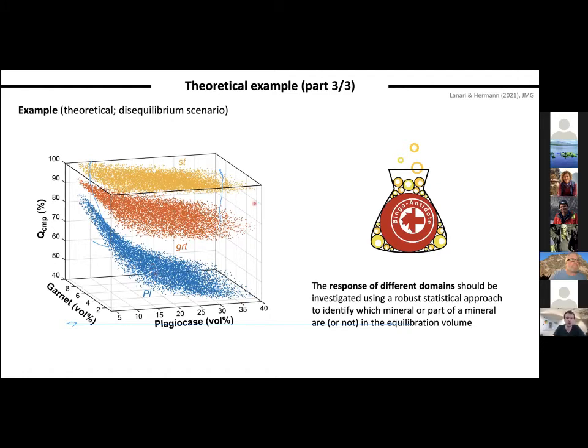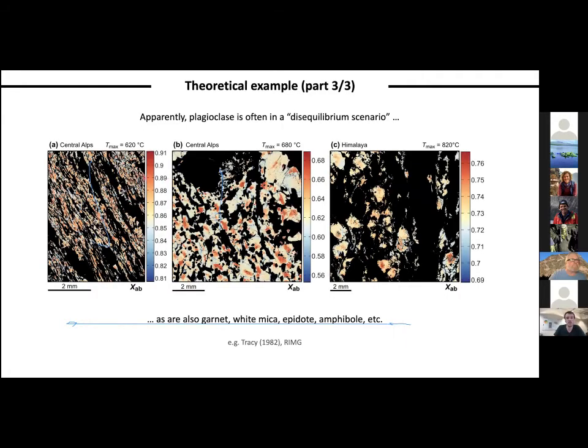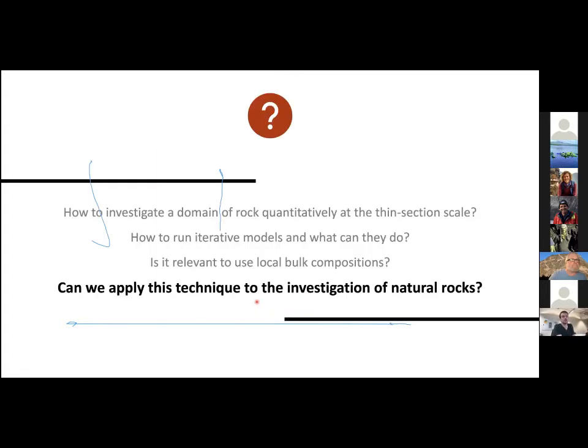And plagioclase is quite often zoned. This is an example of a compilation of 3 maps of plagioclase composition, X albite, from peak conditions. It's always metapelite peak conditions, from 620 degrees to 820 degrees. And we see that we have compositional zoning all the time. I don't want to compare the absolute values of the compositional zoning, but how it looks in the plagioclase. And plagioclase is not the only phase that is zoned, as it can be garnet, white mica, amphibole, and so on.